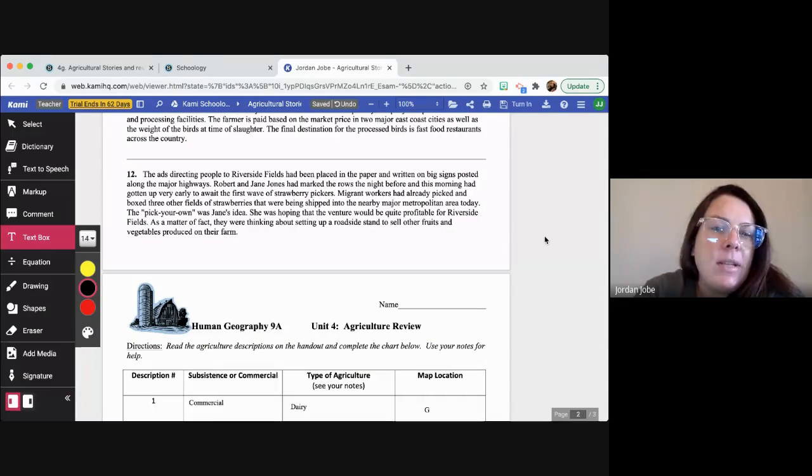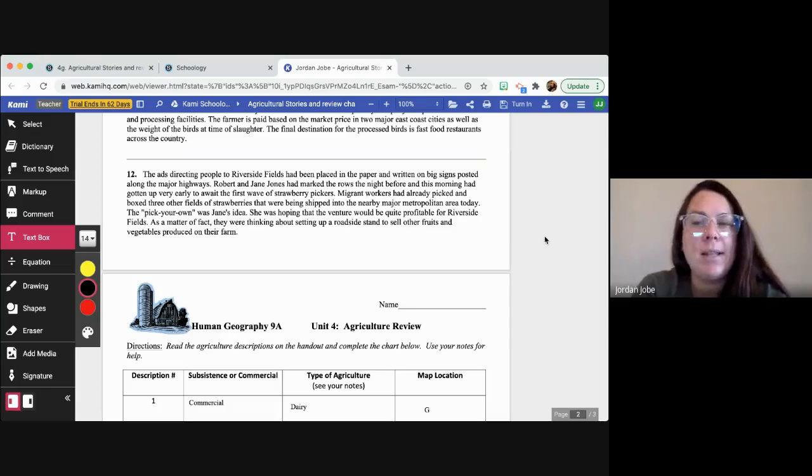So the ads directing people to Riverside Farms have been placed in the paper and written on big signs posted along the major highways. Robert and Jane Jones had marked the rows the night before, and this morning had gotten up very early to await the first wave of strawberry pickers. Migrant workers had already picked and boxed 3 other fields of strawberries that were being shipped to nearby major metropolitan areas today. The pick your own was Jane's idea. She was hoping that the venture would be quite profitable for Riverside Farms. As a matter of fact, they were thinking about setting up a roadside stand to sell other fruits and vegetables produced on their farm.